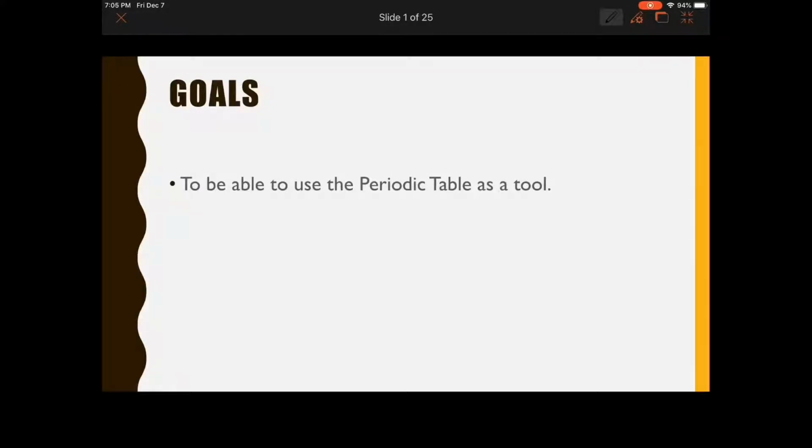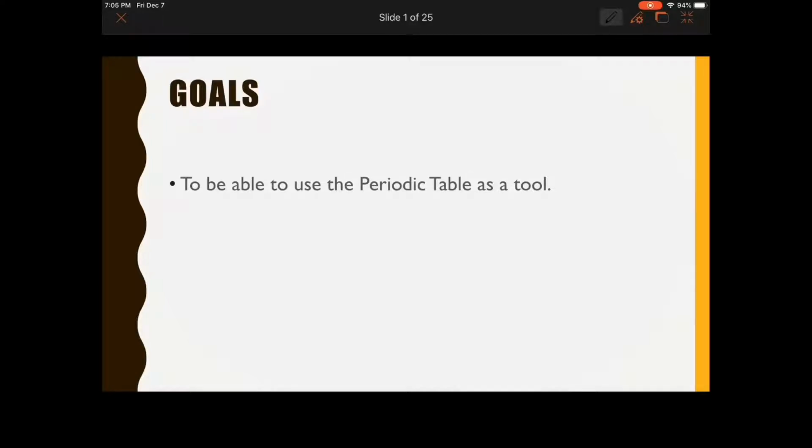In the lesson today, we are going to be taking a tour of the periodic table. We're going to learn about the different families on the periodic table and some characteristics of those families. Throughout this lesson, I am going to be giving you colors for each of the families.